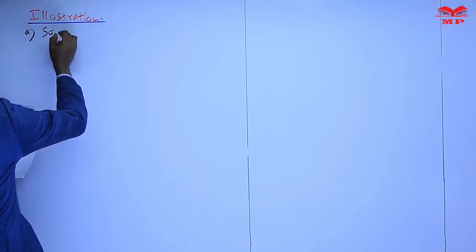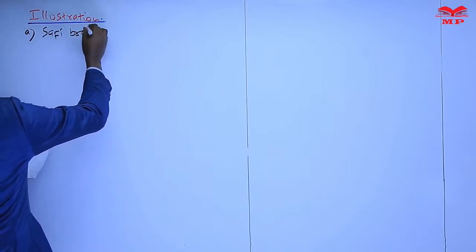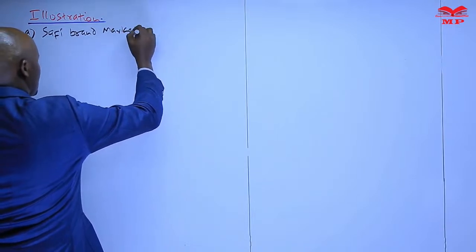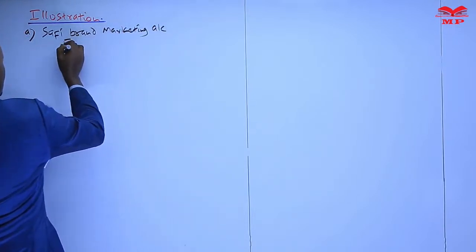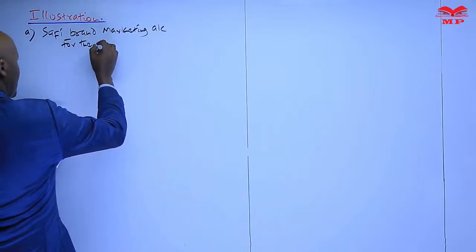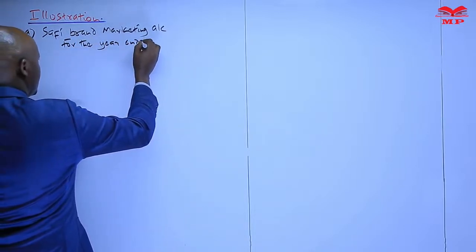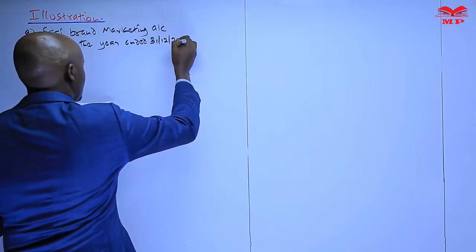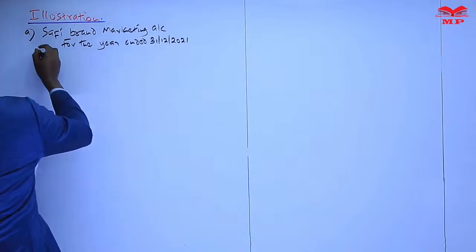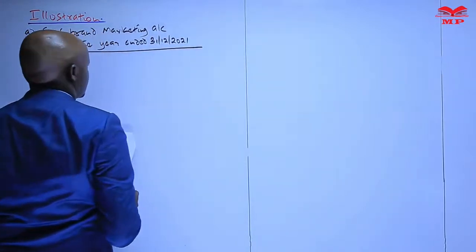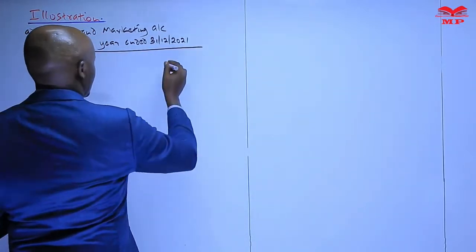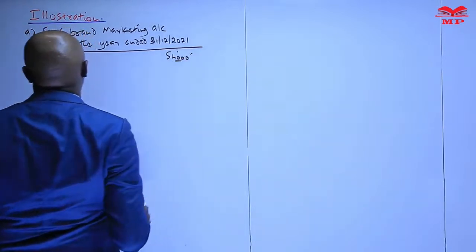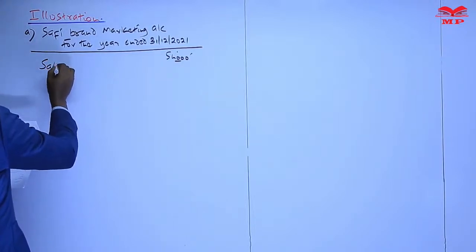We are required to prepare a Safi brand marketing account for the year which ended 31st of December 2021. In this case, we need to have just a single column here, and our figures are in thousands of shillings. So what do we start with here? We start with the sales.